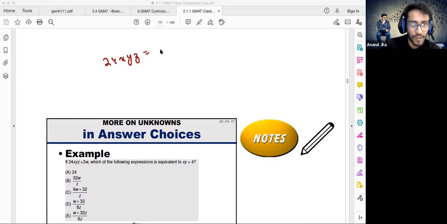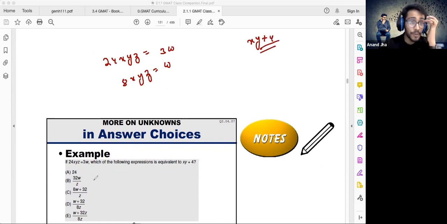24xyz equals 3w. That means 8xyz equals w, right? Because I divided by 3, w equals 8xyz. Which of the following expressions is equivalent to xy plus 4? (32w by z). Xy plus 4.